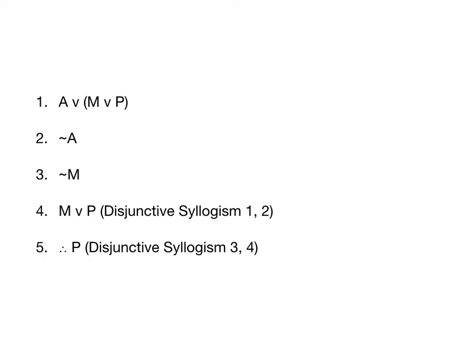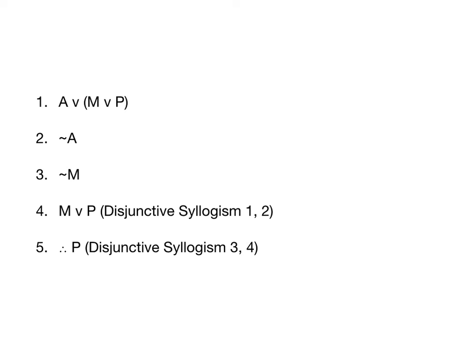And look. We have A or (M or P), A or M or P, right? Then we have our two premises, not A and not M. Well, look, we just used the disjunctive syllogism rule twice, and we get our conclusion. It's a valid argument, right?